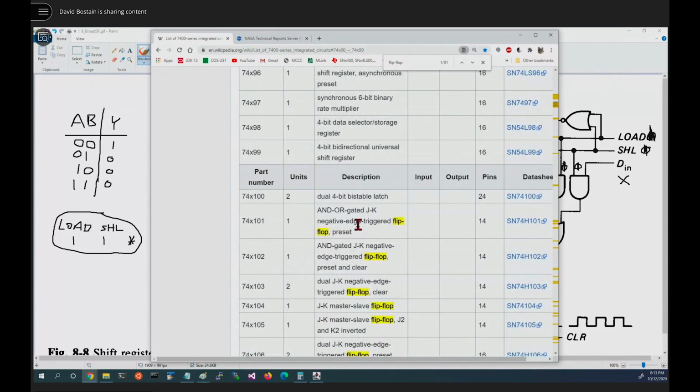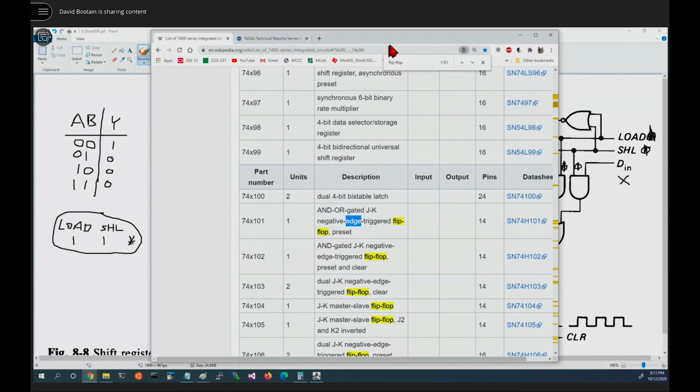Here's one that's negative edge triggered that's not an MS flip-flop. So you might have a need for that in a design. A lot of these are old, outdated, and a lot of them have families that are a lot faster, so we would not be too concerned about them.